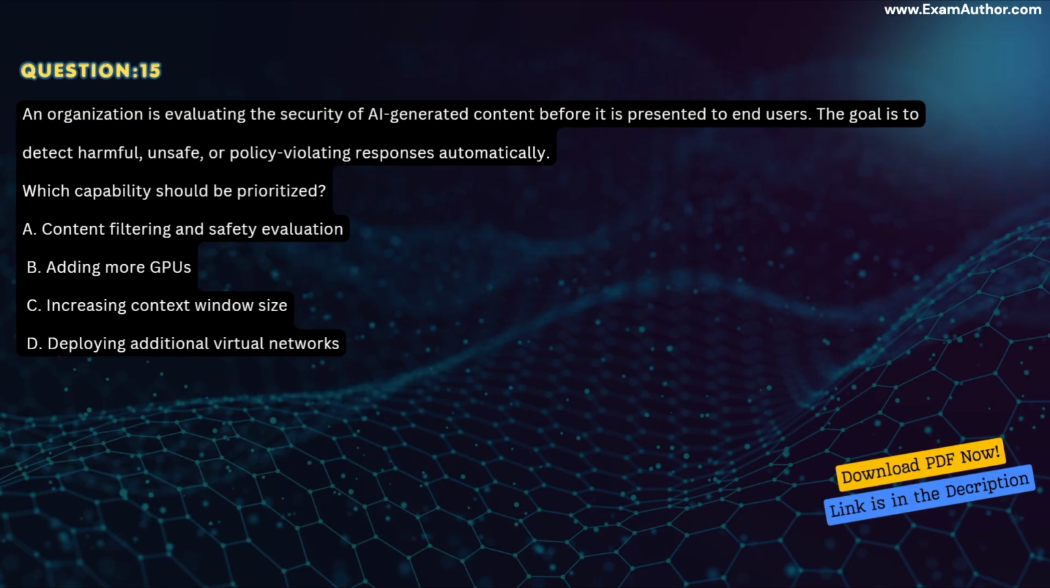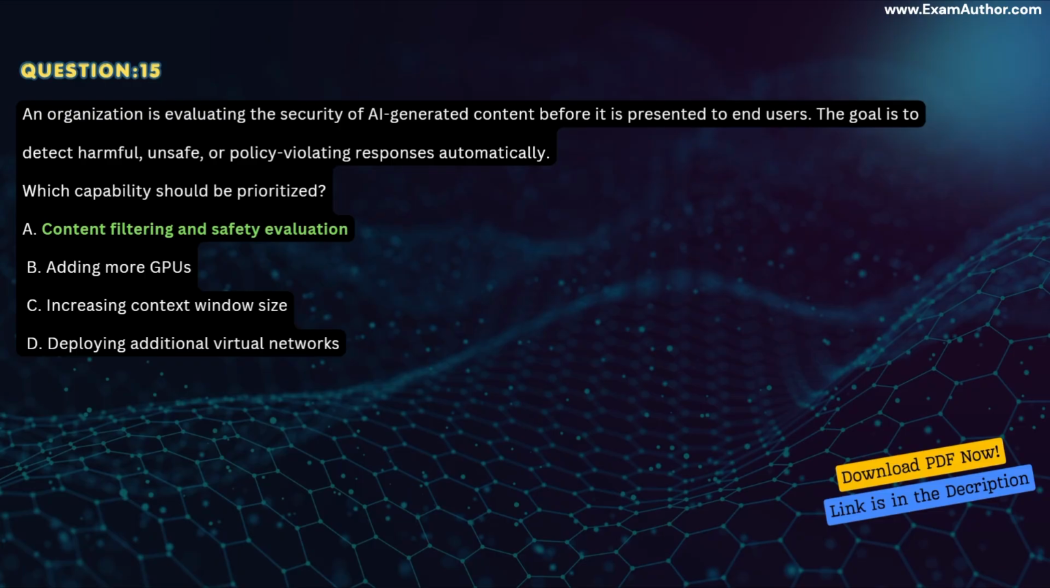Question 15. An organization is evaluating the security of AI-generated content before it is presented to end users. The goal is to detect harmful, unsafe, or policy-violating responses automatically. Which capability should be prioritized? A. Content filtering and safety evaluation. B. Adding more GPUs. C. Increasing context window size. D. Deploying additional virtual networks.